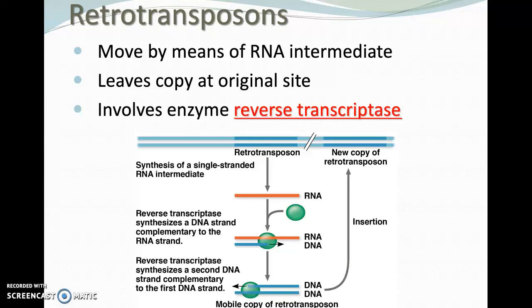And then from there, the complementary strand is made. And then we have a fragment that is going to be inserted downstream. So now we have the original retrotransposon, and then we have downstream another copy with the same exact sequence. And that is another method in which, in this case, eukaryotes primarily use retrotransposons to be so repetitive.